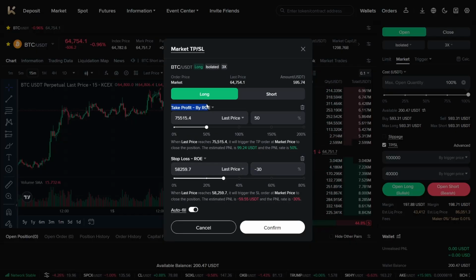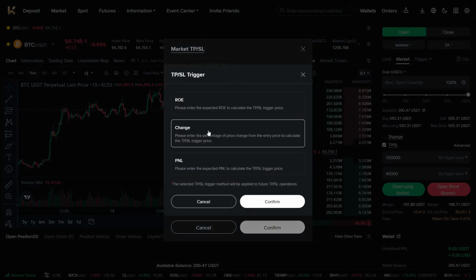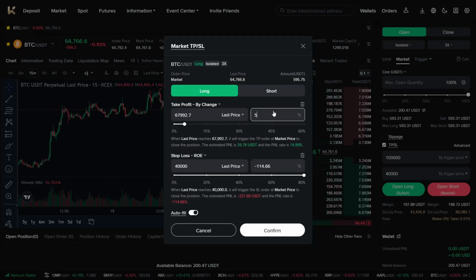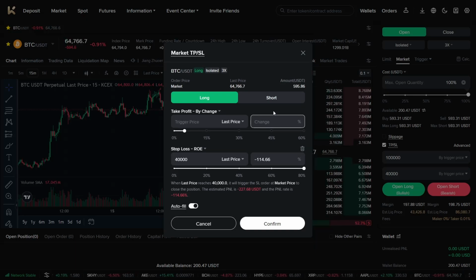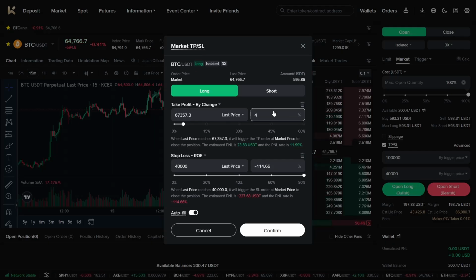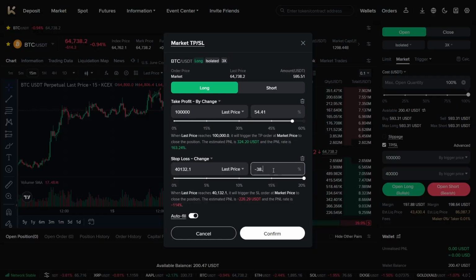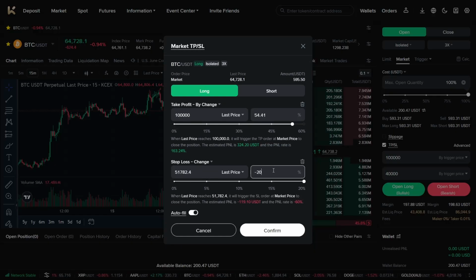We can also set our take profit and stop loss by price change. This is just the percentage change of the asset from when you entered the trade. So right now, Bitcoin's at 64,766. I'll be happy if it goes up 40%. We can see what price that takes us to. And on the downside, it's the same thing. If it's down 20%, it will take us to about 52,000.